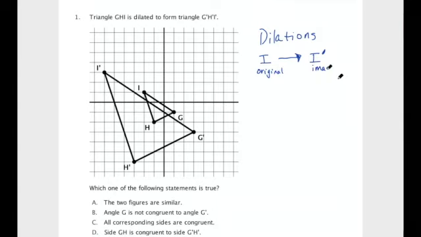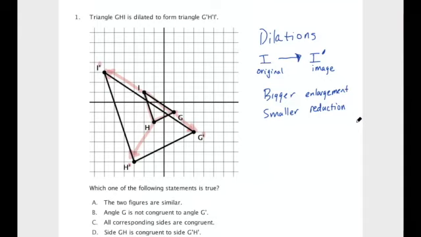the image is going to be. So if I go from this small triangle out to this bigger triangle here, and the bigger triangle has the prime with it, that means that I have an enlargement because it is bigger. If it's bigger, it's an enlargement. If it's smaller, it's a reduction. So if the prime letters are in a smaller figure, it is a reduction.